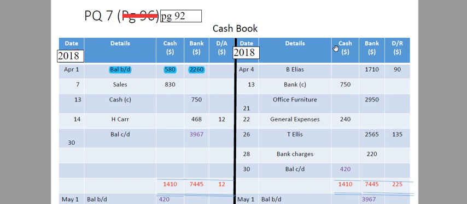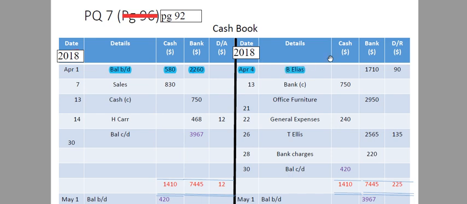For the bank column, you can start on the debit side as we are doing in this question, or you could have started on the credit side if it was a bank overdraft. Now carry on. On April 4th, there is a transaction. So April 4th, let's highlight April 4th, and the transaction is that you pay your trade payable B.